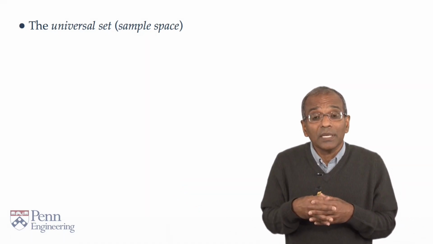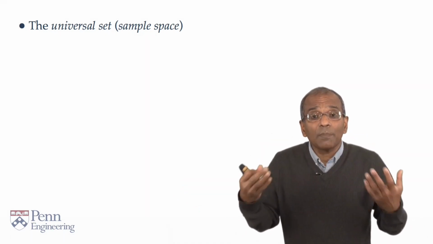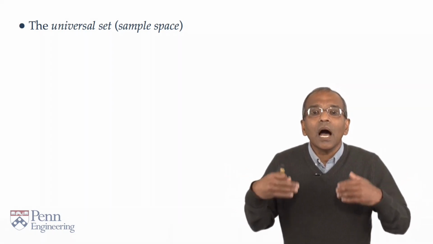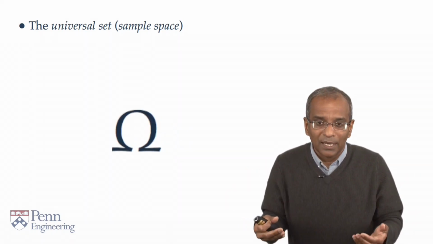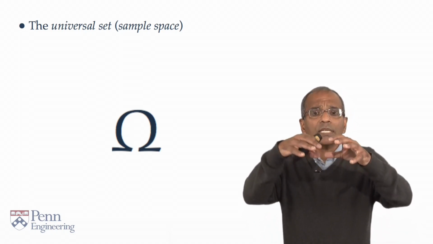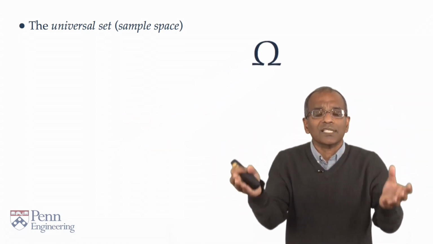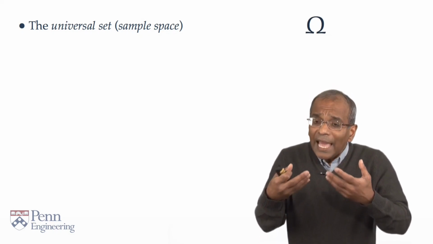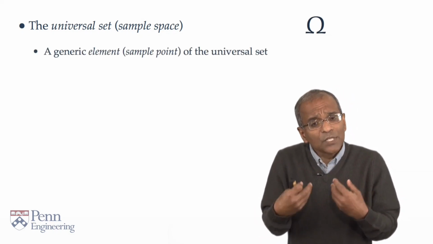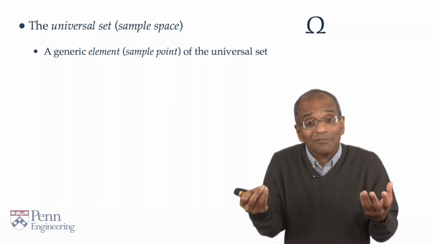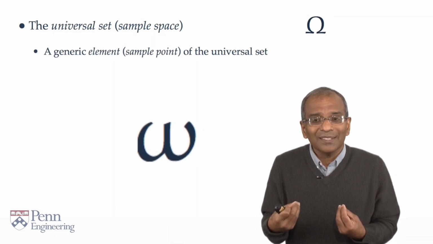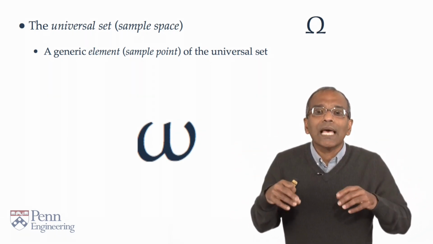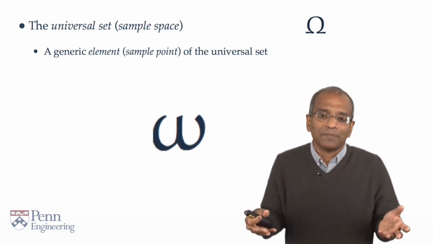In the theory of probability, the standard representation for a universal set, the sample space, is the uppercase Greek letter omega. And we will from now on represent an abstract setting, a universal set, by uppercase omega. What about the elements of the set? Well, the elements of the set are denoted then naturally enough by lowercase omega, and we will say that these are the elements of the universal set, or the sample points of the set.